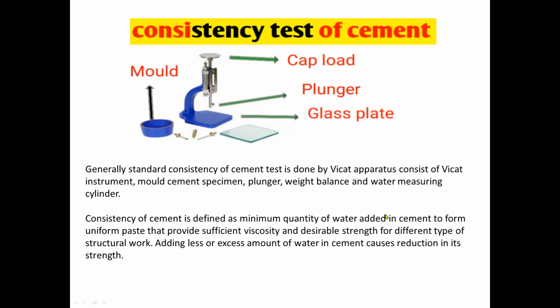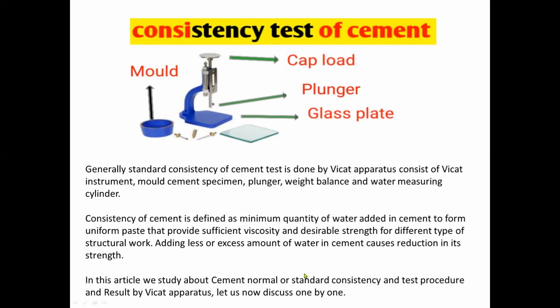The consistency of cement is defined as the minimum quantity of water added to cement to form a uniform paste that provides sufficient viscosity and desirable strength for different types of structural work. Adding less or excess amount of water in cement causes reduction in its strength. Now, in this article, we will study more about cement normal or standard consistency, test procedure, and result by the Vicat apparatus. Let us now discuss this one by one.